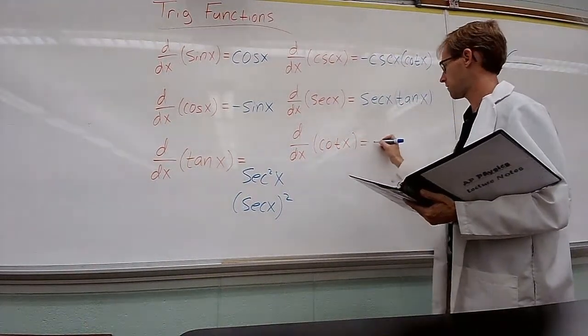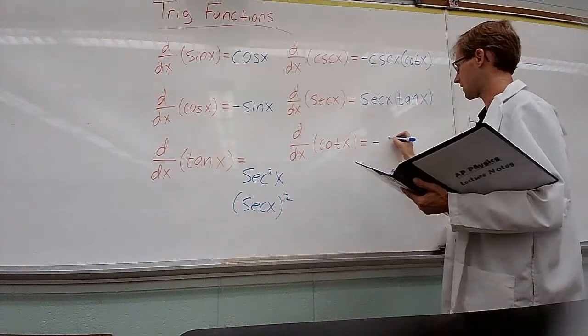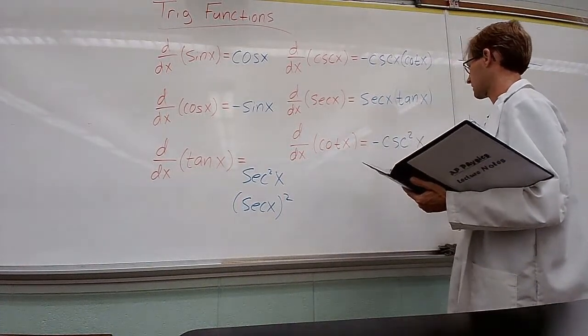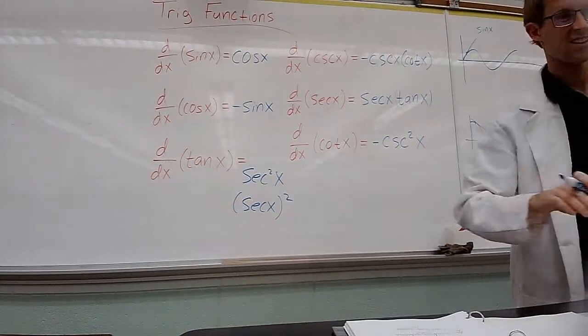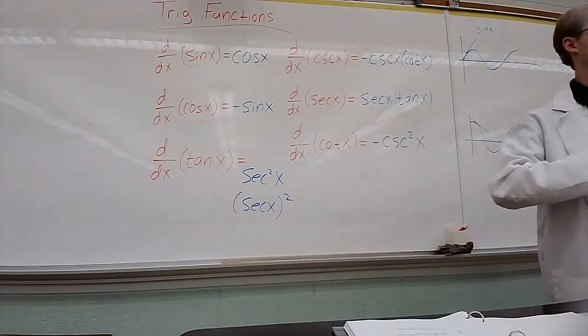And derivative of cotangent is, of course, negative cosecant squared x. As you learned in 4th grade.